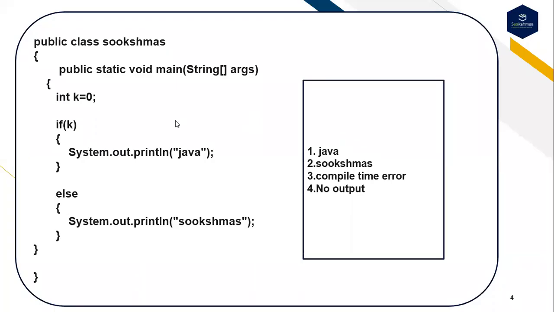This is the third question, guys. Public class Sukshma, public static void main, int k is equal to 0. This is a completely local variable. If k is true, Java will be executed, and if it is false, it will go for the else part. Then it will print Sukshma on the screen. Now predict the output of this code. These are the following options. First one is Java, second one is Sukshma, third one is compile time error, fourth one is no output. Predict the output of this code.